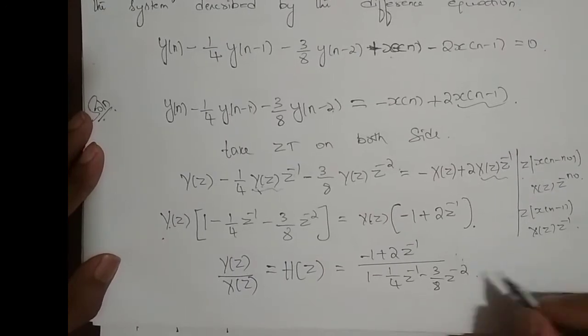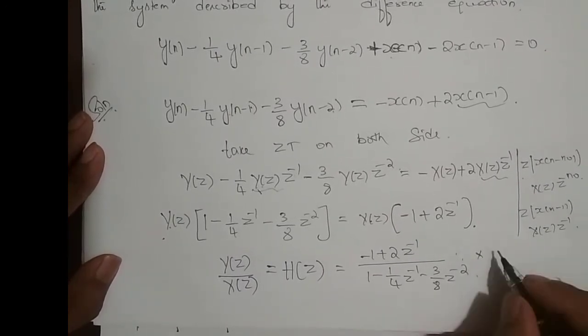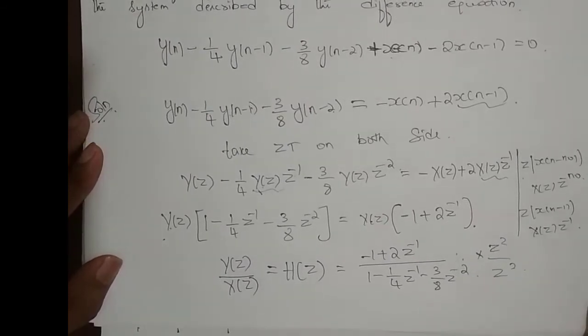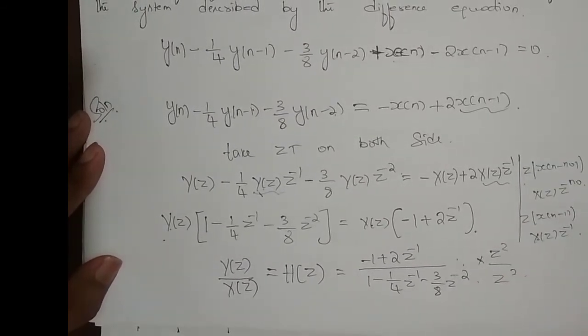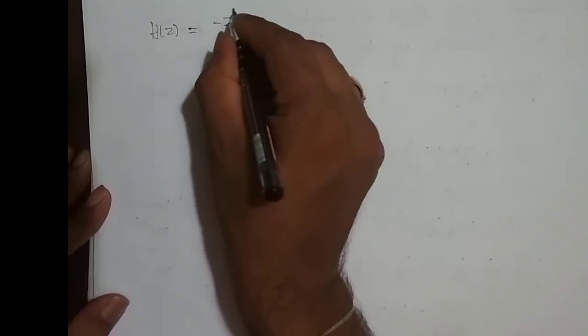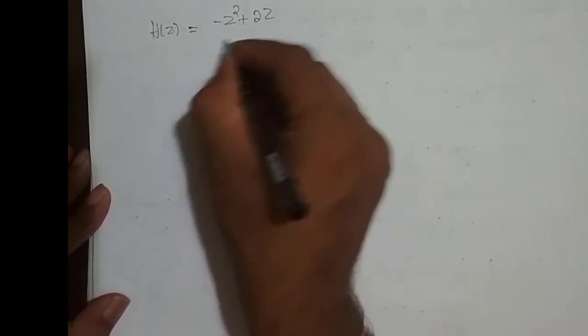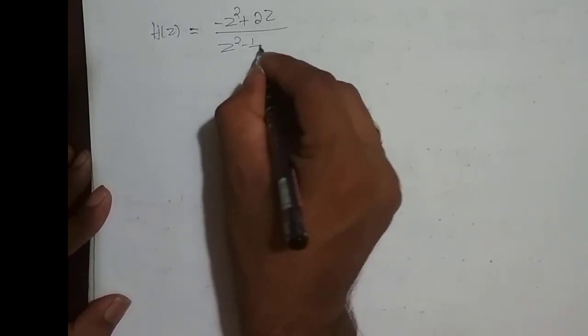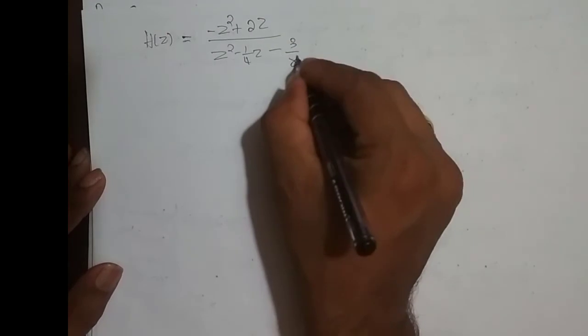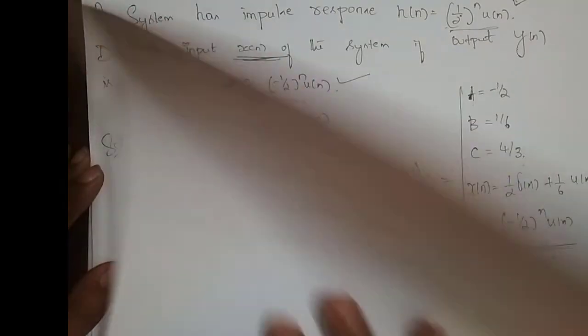Since these are in negative power, I need to convert it to positive power. So what do I have to multiply? Z square, because the highest degree on the negative side is minus 2, right? So what is the next step? The next step is to bring it in the form of H(z) by z. Before that, when I convert it to positive power, it is minus z square plus 2z divided by z square minus 1/4 z minus 3/8, right? Yes, 3/8.